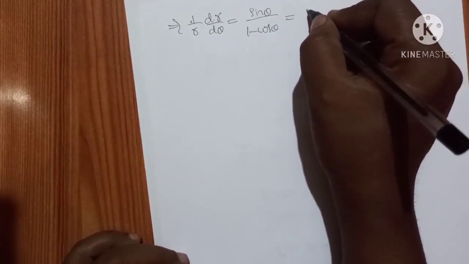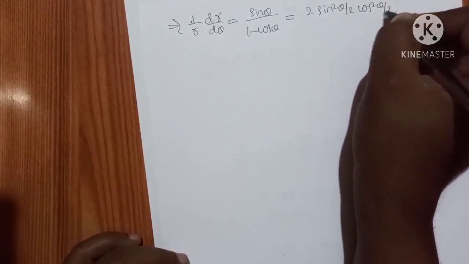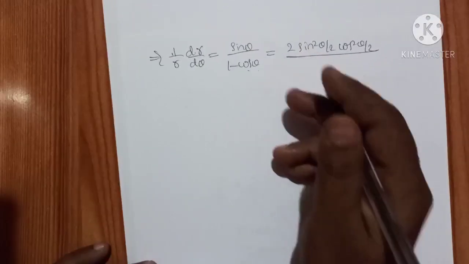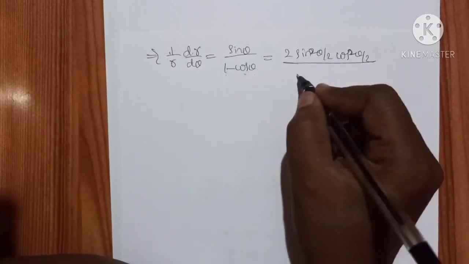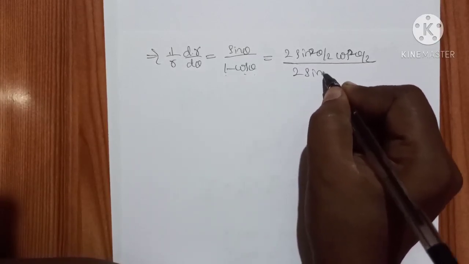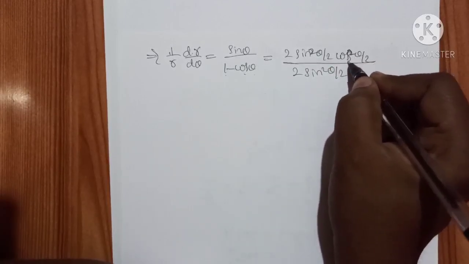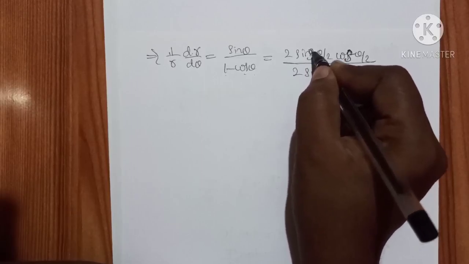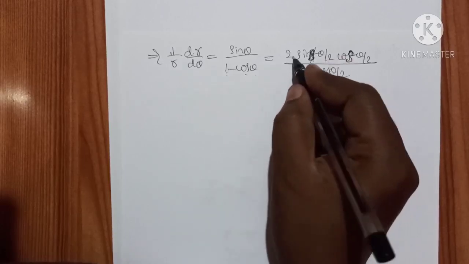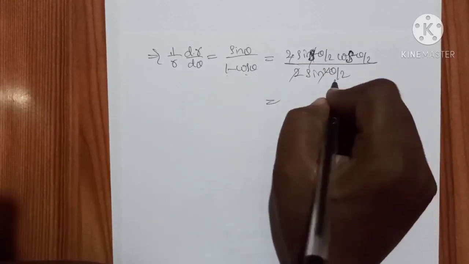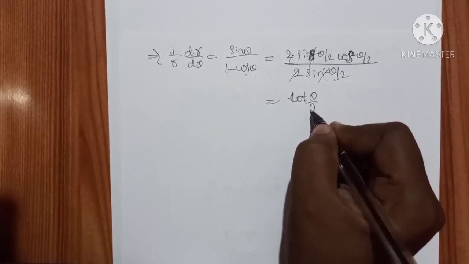So sin theta can be written as 2 sin theta by 2 cos theta by 2, divided by 1 minus cos theta, which can be written as 2 sin square theta by 2. So it is cos theta by 2 over sin theta by 2. The sin term cancels, one term and 2 cancel. We get cos by sin, and cos by sin is equal to cot theta by 2.